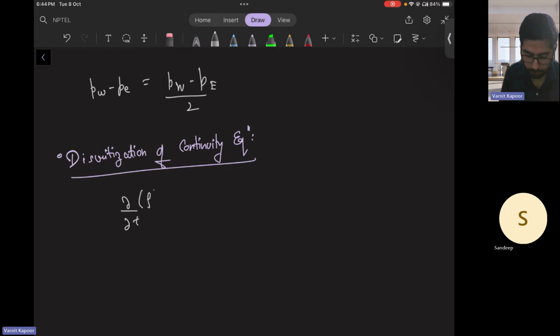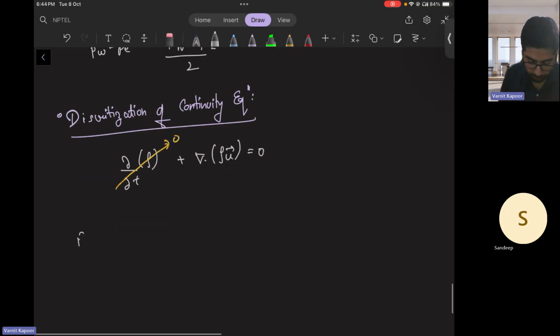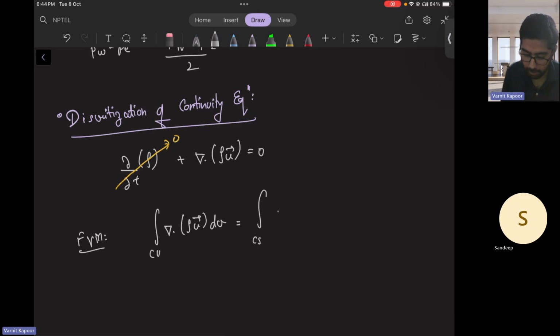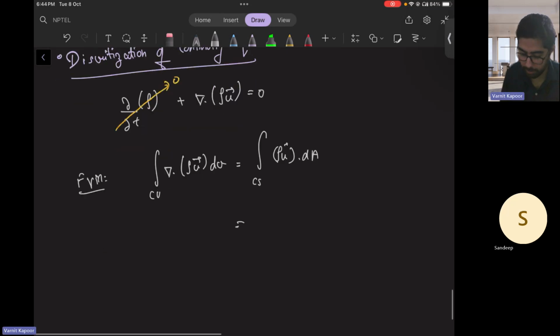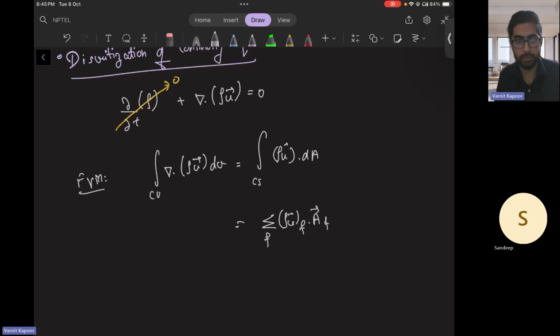∂ρ/∂t plus ∇·(ρu). It's a steady equation, so we have assumed that this will be 0. Then just apply the FVM over the control volume. After applying the divergence theorem, it will be ∮ρu·dA, so that is nothing but the summation over all the faces of ρu·A_f, over all east, west, north, south faces.